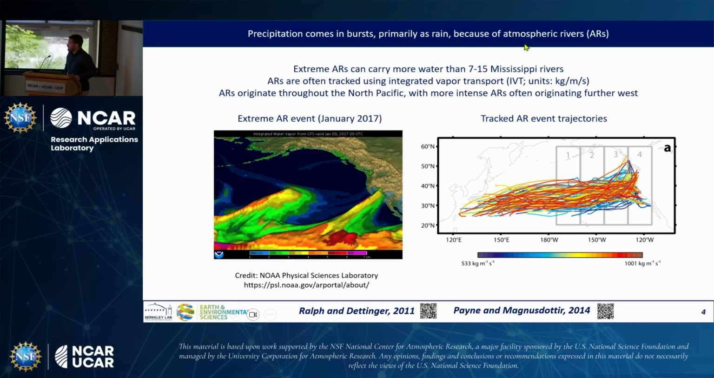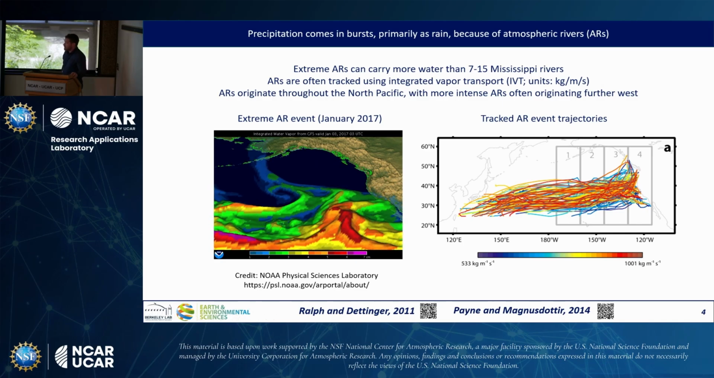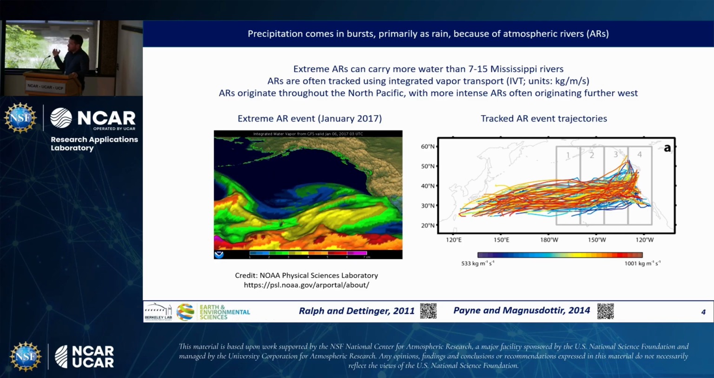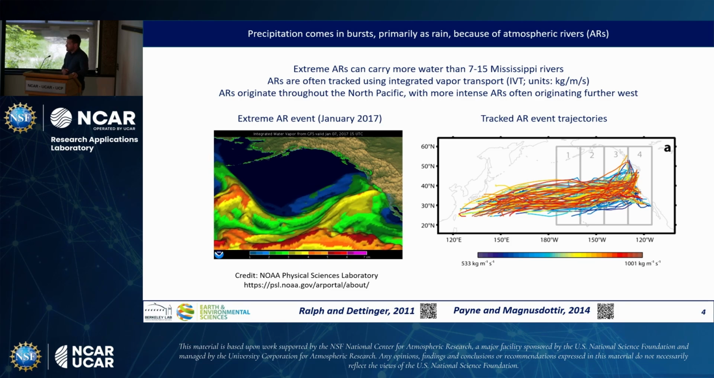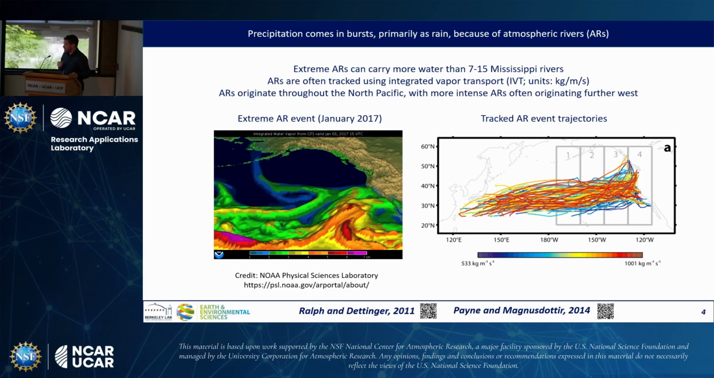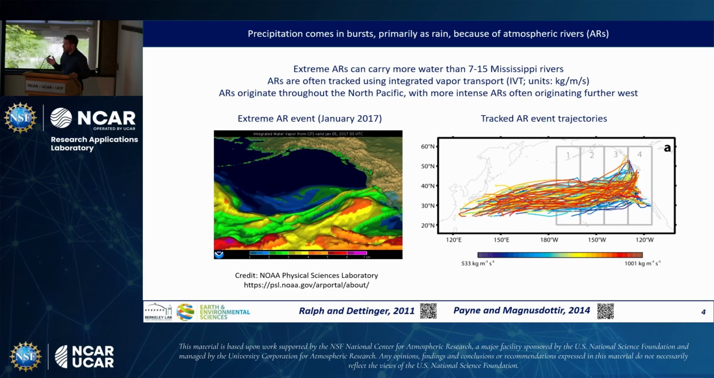On the right here is also showing that ARs originate throughout the North Pacific, with more intense atmospheric rivers originating further west in the North Pacific. And so part of the reason why that precipitation during these events is right around freezing is because there's not that much time to cool as they make landfall.